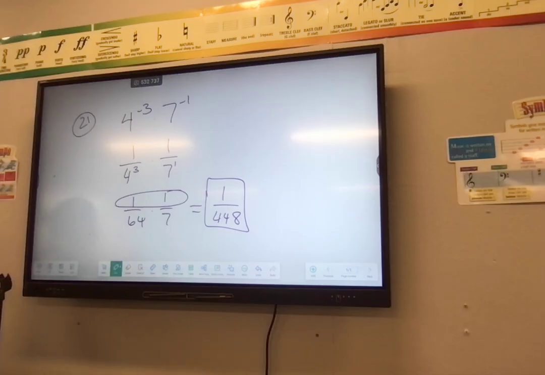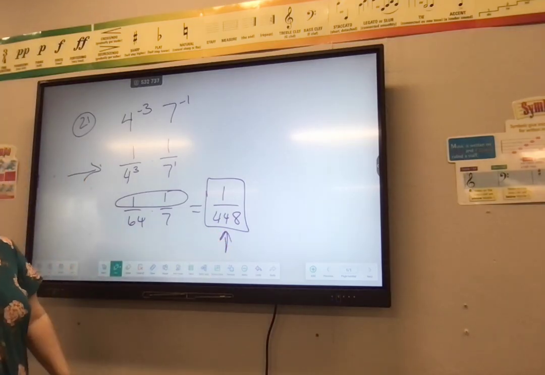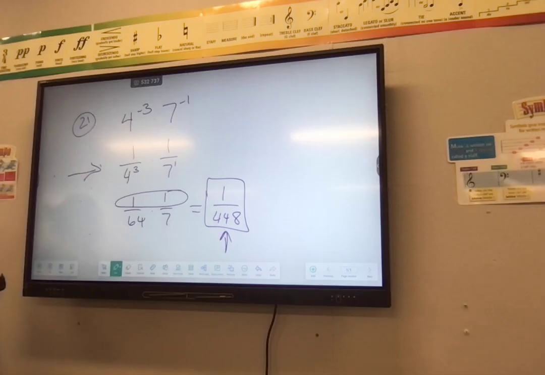Make sure you pay attention to what the instructions have told you to do. It says to rewrite each expression using positive exponents, which is what we did here. Okay? And then evaluate. And this is where you're evaluating when you get the final answer. All right, any questions on how we did that? Okay, so now you can do 22, 23.